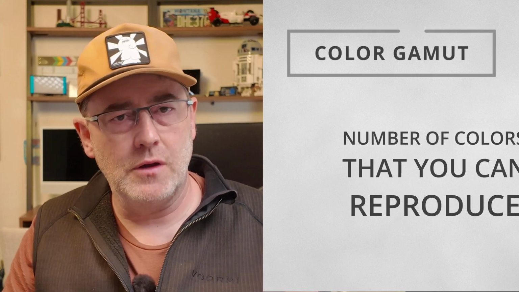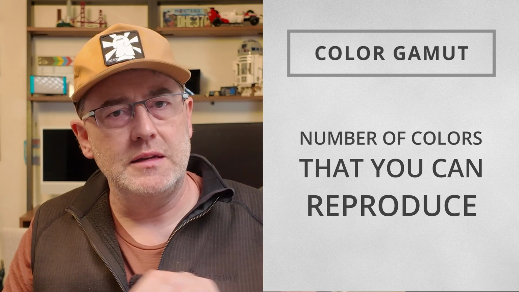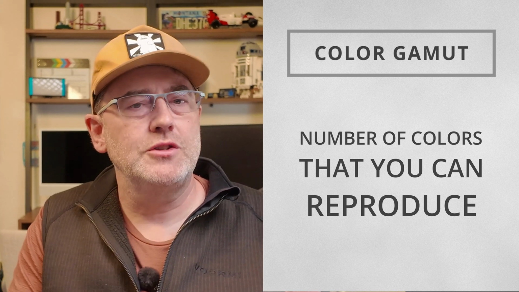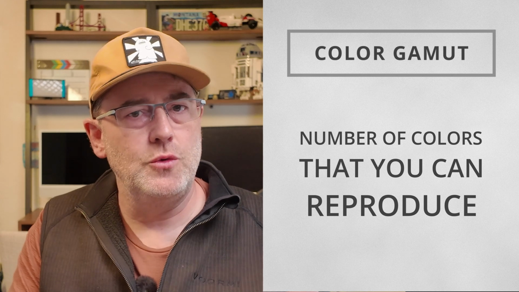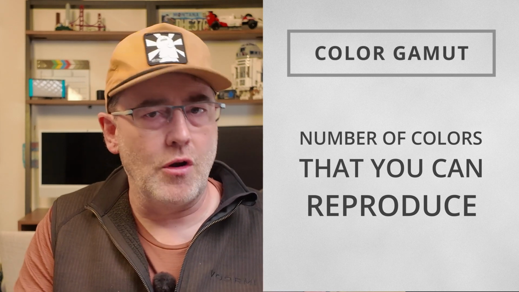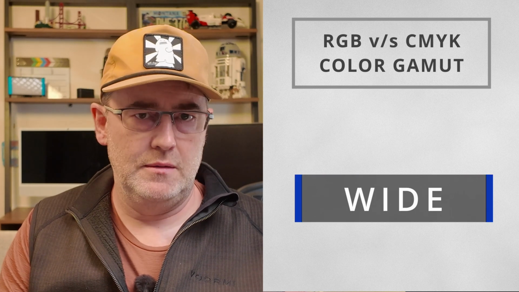Gamut is a range of colors you can reproduce. In DTF printing, you're working between two key color spaces with two different gamuts, and those spaces are RGB, which is typically used for screens and digital design, and CMYK, used for printers and ink. Now let's talk about RGB versus the CMYK gamut. Here's the basic comparison. RGB has a very wide gamut. CMYK has a much narrower gamut.